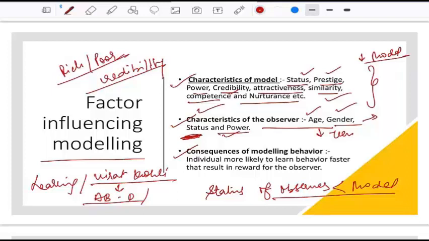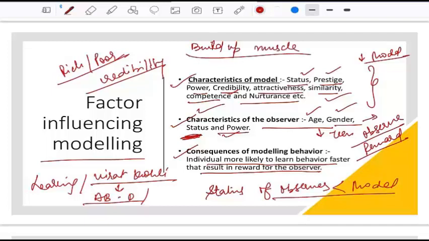Now, consequences of modeling behavior. An individual is more likely to learn behavior faster if it results in a reward for the observer. Let's suppose you have observed something and that is not going to give you a reward, so your intrinsic motivation will go down and then you will not learn fast. But if someone is going to reward you, let's suppose you are going to build up your muscle and everyone is going to recognize your growing muscles, and this is affiliation, a reward for you. So you are going to build up your muscle faster.